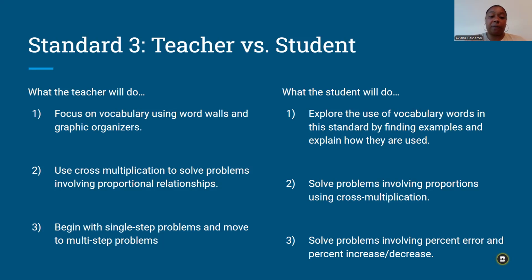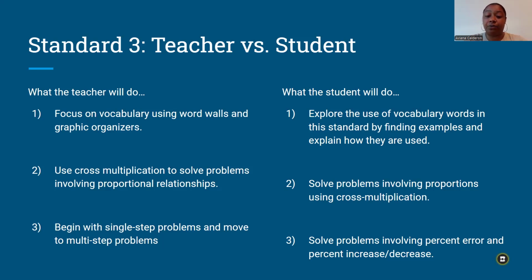We also use cross multiplication to solve problems involving proportional relationships. And we begin with single-step problems and move to multi-step problems. So for example, if the problem asks for sales tax and discount, it is important that we teach sales tax as one lesson, discount as another lesson, and then move on to doing sales tax and discount in the same lesson.